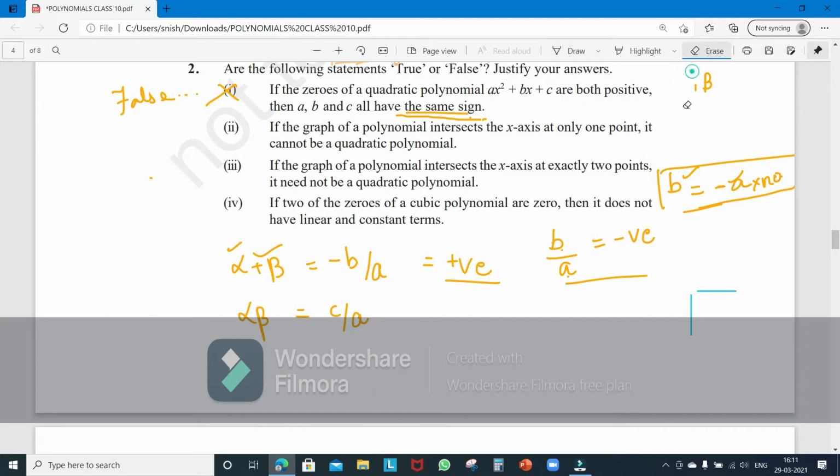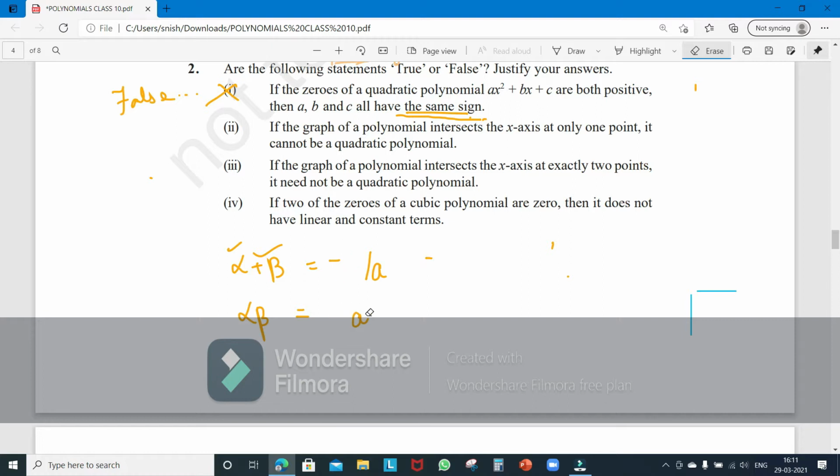Okay, next moving on to the second part, which is: if the graph of a polynomial intersects the x-axis at only one point, it cannot be a quadratic polynomial. Do you remember the last question of the first exercise where we saw various graphs and I gave some conclusions, right? If you remember, then this question is very easy for us, right? If not, I'll just explain it now.